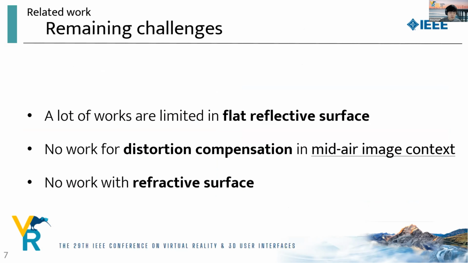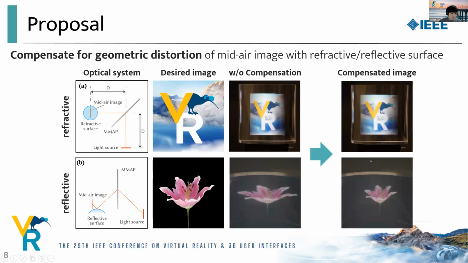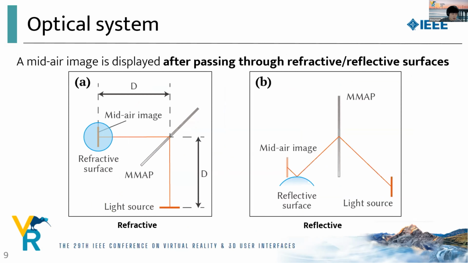However, some challenges still remain with the method of inserting reflective and refractive surfaces. First, a lot of works with reflective surfaces are limited to flat surfaces, and no method for distortion compensation has been proposed in the mid-air image context. Furthermore, to the best of our knowledge, no study has employed a refractive surface. In this study, we propose a compensation method for the mid-air image distortion with refractive and reflective surfaces. The optical system is composed of a light source, MMAP, and refractive or reflective surfaces.